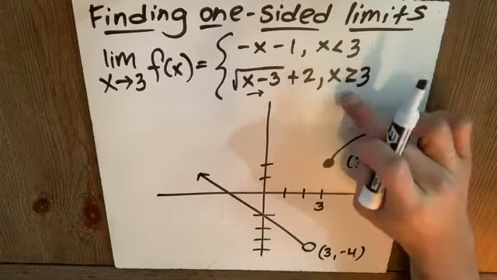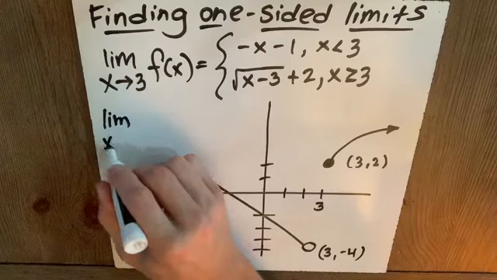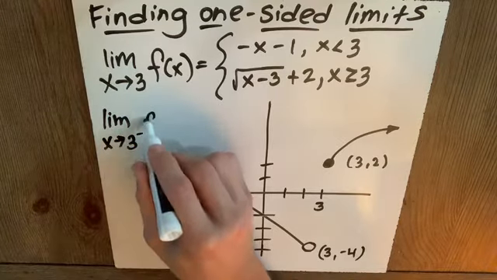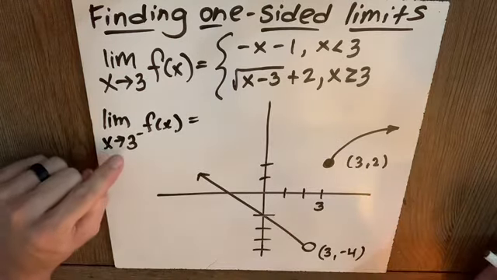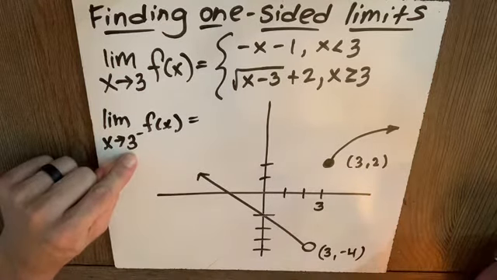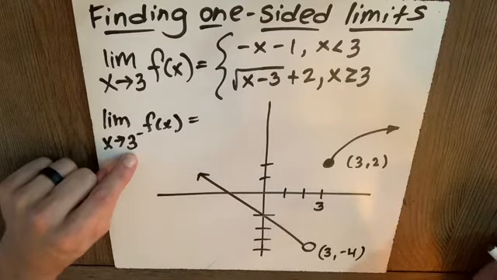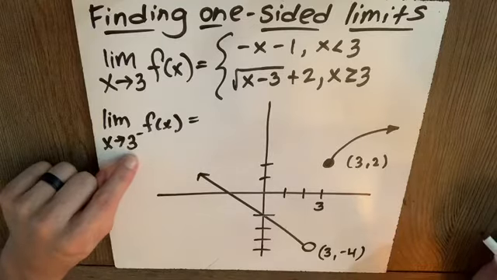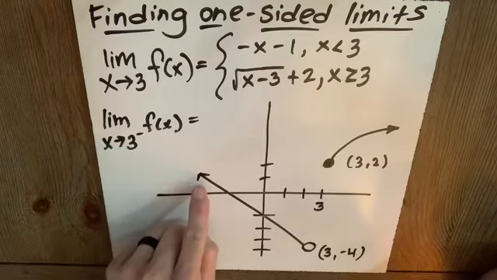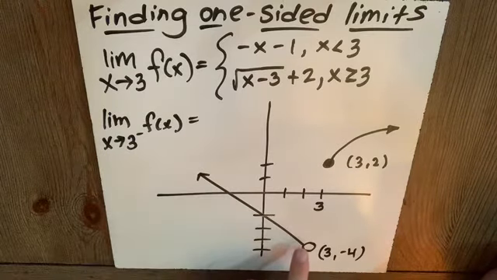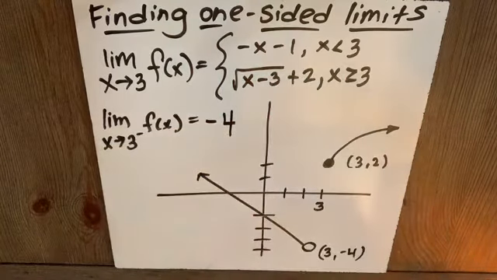Now, let's consider the one-sided limits. The limit as x approaches 3 from the left of f of x. Well, we're looking for the trend in y as x approaches 3 from the left. In other words, x is negative 1, 0, 1, 2, 2.5, 2.9, 2.99. As x gets closer and closer to 3, where is y heading? You guessed it, y is heading towards negative 4.